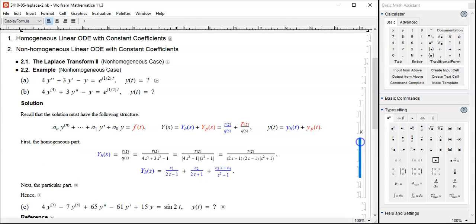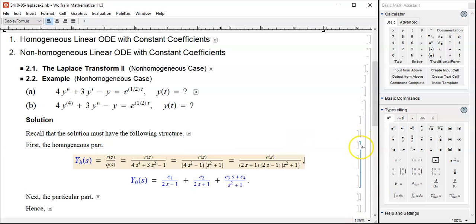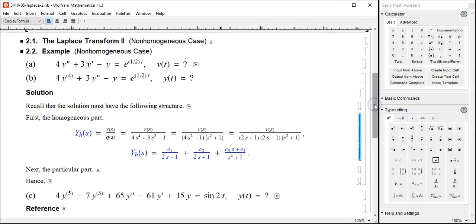Okay, ready? Here we go. The homogeneous part is R of s over Q of s, and it can be factored and decomposed easily like this. I'll use a bigger font because there are so many fractions. Okay, all good. Again, you don't have to determine C1, C2, C3, and C4 here. That's not even possible because you don't know what R of s is. They're going to be determined through the initial conditions.